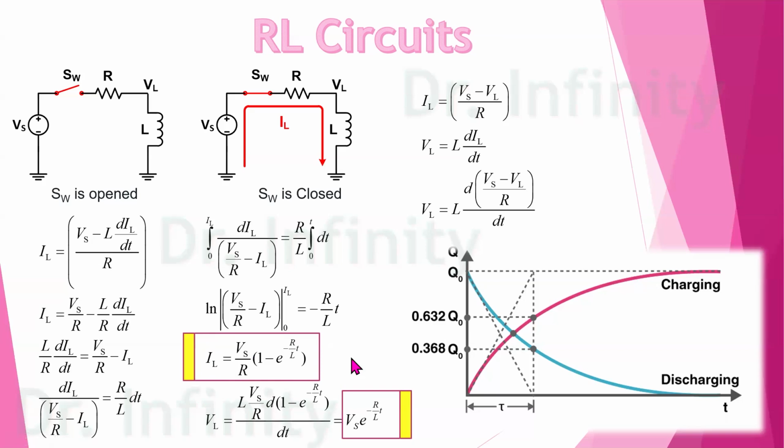Then what we need to do is differentiate by T again to get the VL. After differentiating this equation, you will have Vs e to the power minus R divided by L times T. This is the variation of current, and this is the variation of voltage. This is a function of current, and this is a function of voltage. Here the current is charging and here discharging. This is the inductor current, which is being charged, and after that it can discharge.